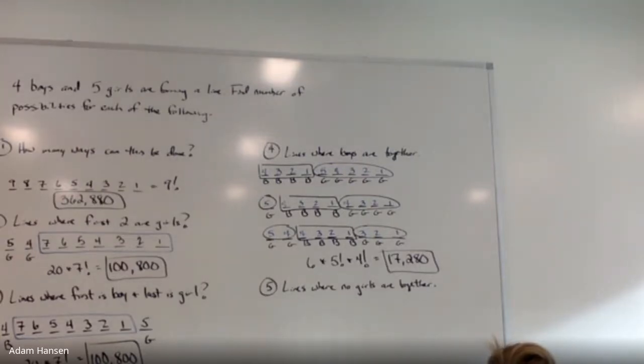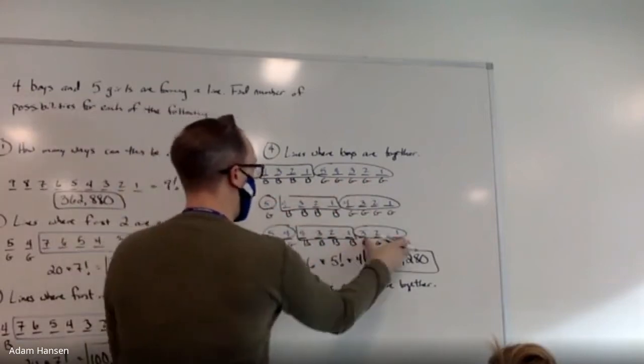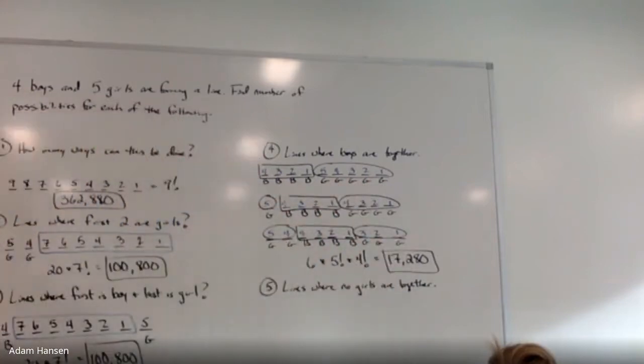I'm basically breaking up the girls into 6 different clusters. Either all at the end, 1 at the front, 4 at the end, 2 at the front, 3 at the end. So there's going to be 6 different ways to have that done.